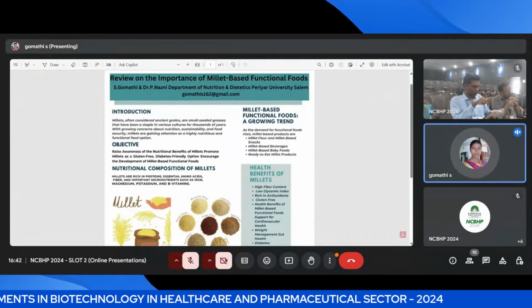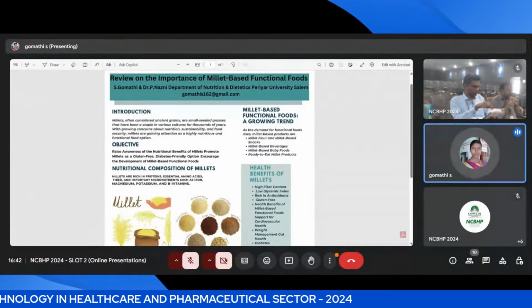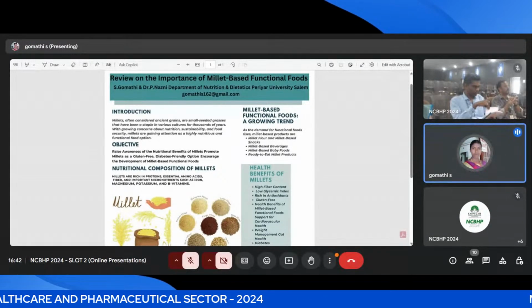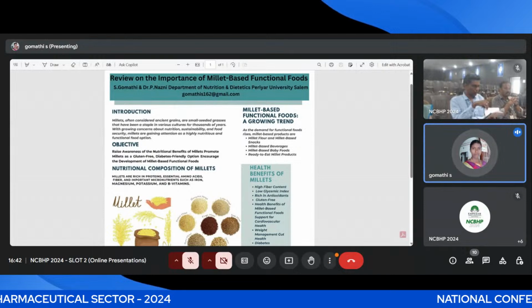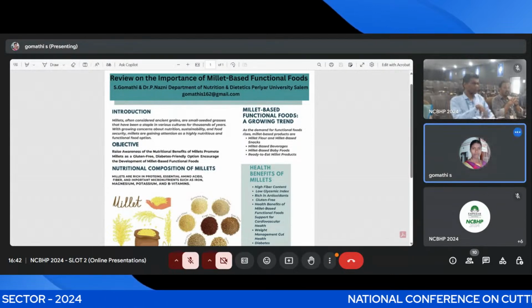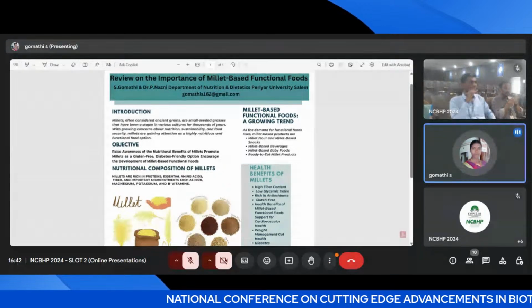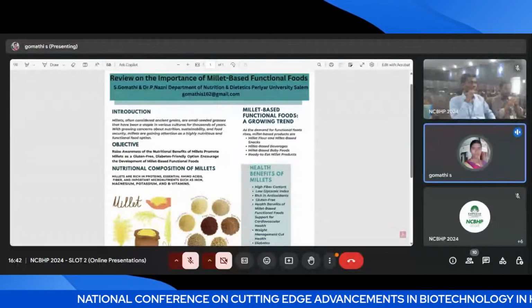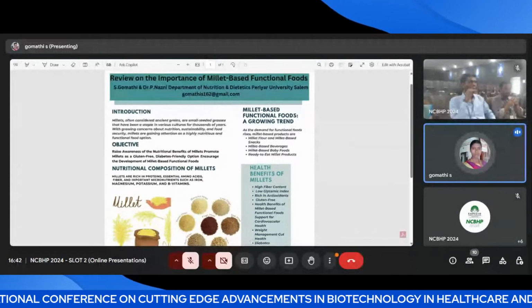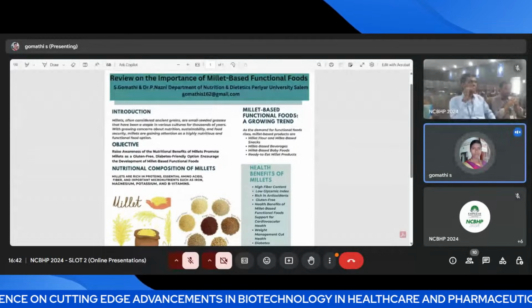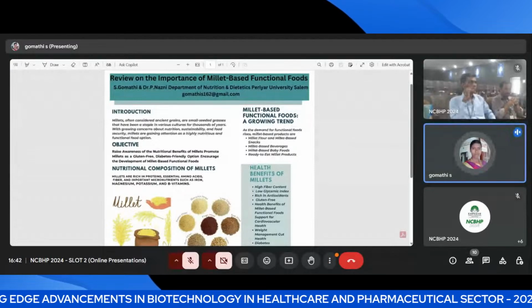Compared to many other staple grains like rice and wheat, millets have a low glycemic index. That means they cause a slower and more controlled rise in blood sugar levels, making them beneficial for individuals with diabetes and those at risk of developing the condition.